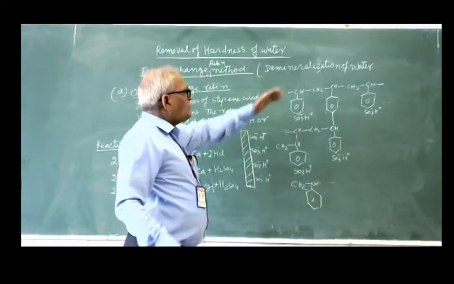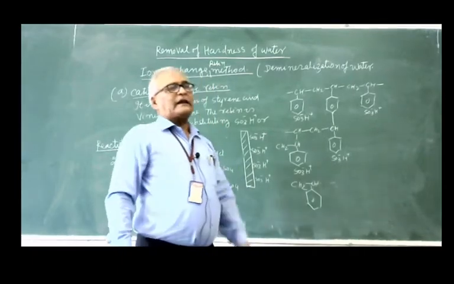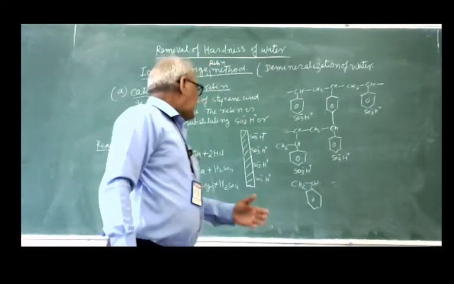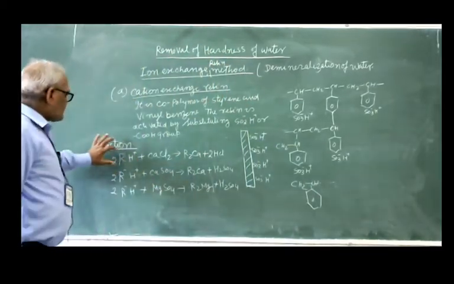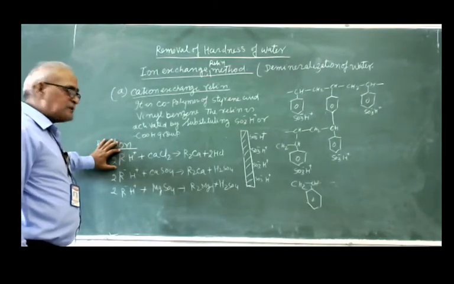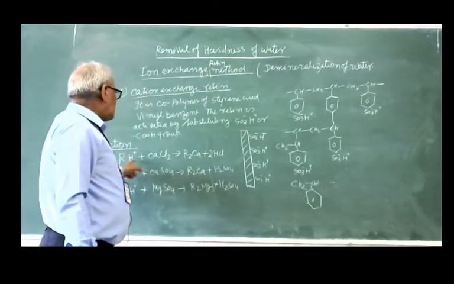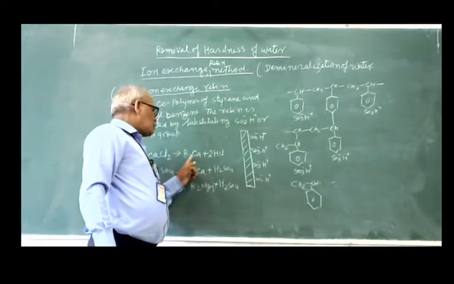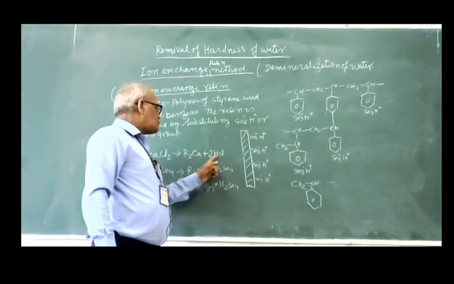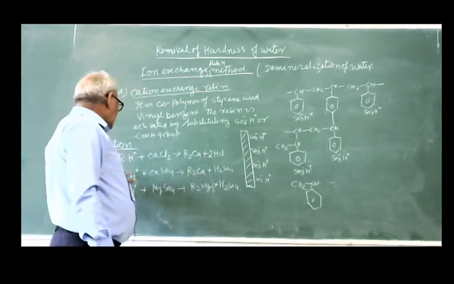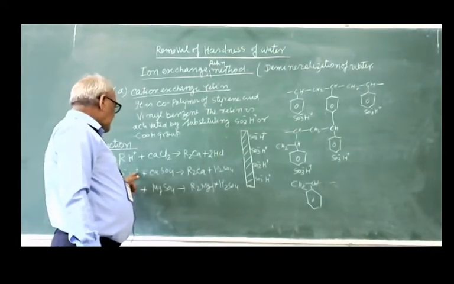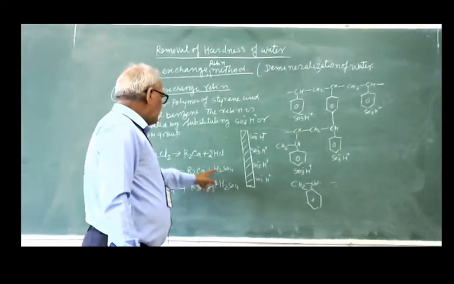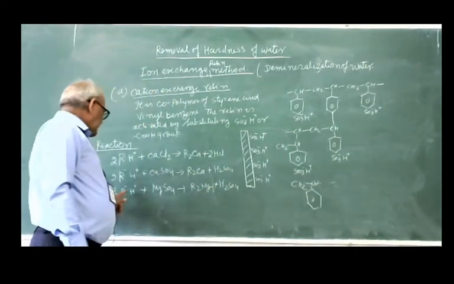Now, as soon as we pass hard water containing calcium ion and magnesium ion, these reactions will take place. This is the cation exchange resin. The H ion is removed, replaced by the calcium ion. We shall get R2Ca plus 2HCl. 2R-H plus calcium ion gives R2Ca, and with calcium sulfate, R2Ca plus H2SO4.